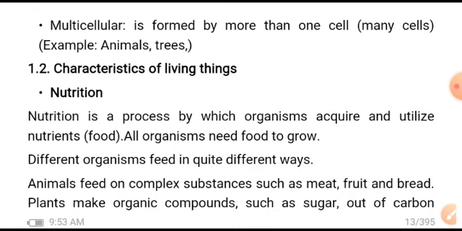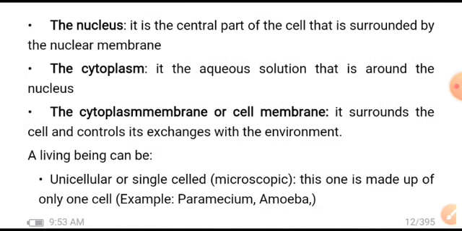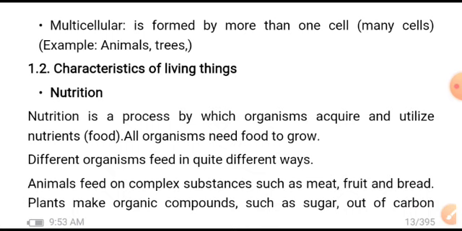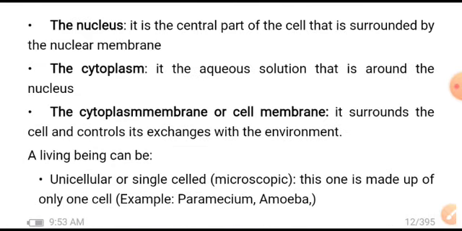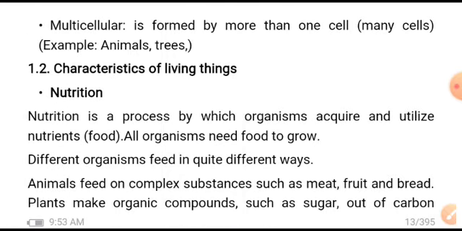So a living being can be unicellular or multicellular, where unicellular organisms are the living organisms that have only one cell, for instance, Paramecium and Amoeba. Whereas multicellular organisms are formed by more than one cell, like animals and trees.